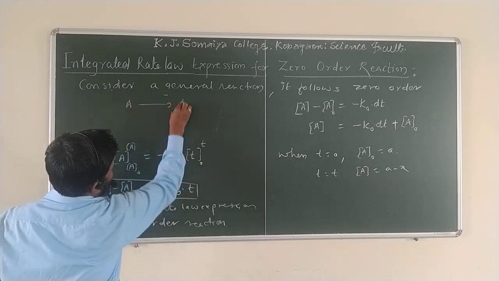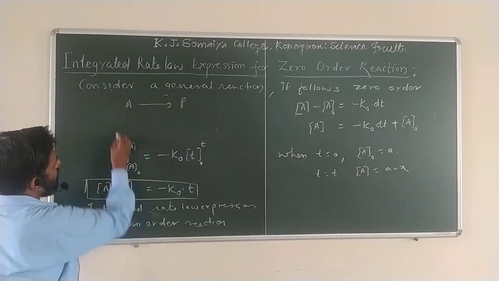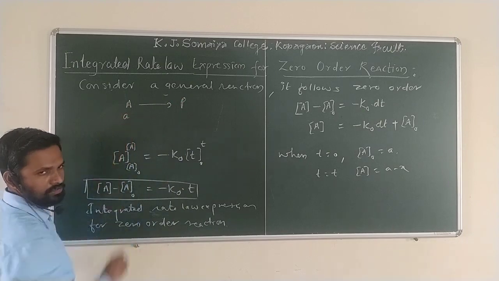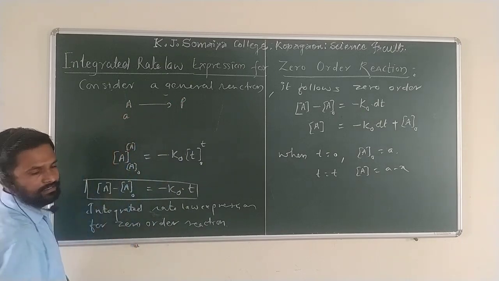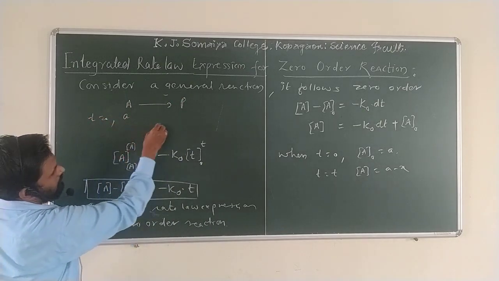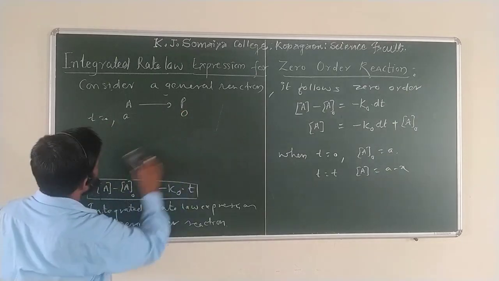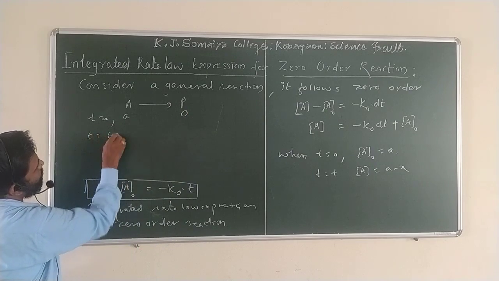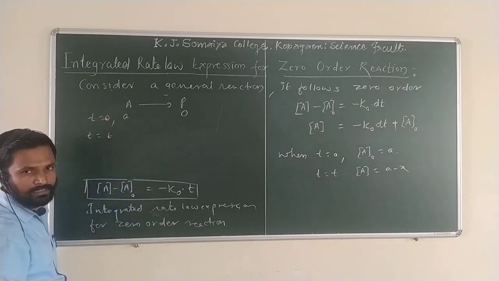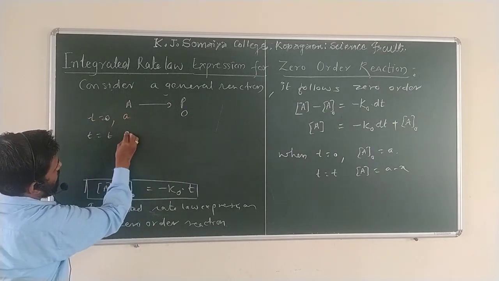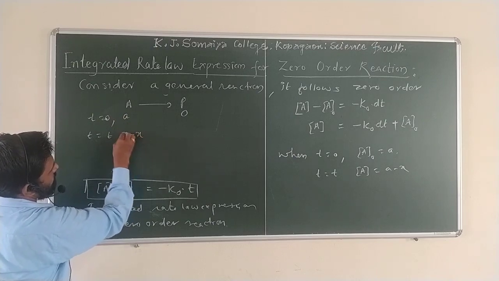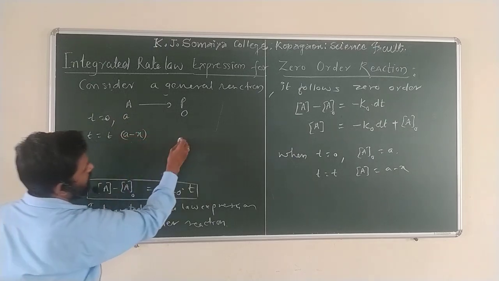We have A going to the product P. Initially, A moles of reactant are there. When t equals 0, the product is 0. Getting my point? When t equals t, some of the reactant molecules are converted to the product. Let's say the reactant is A minus x, and the product will be x.